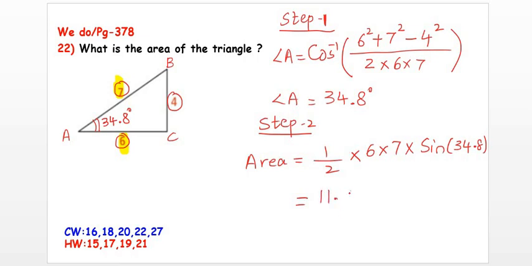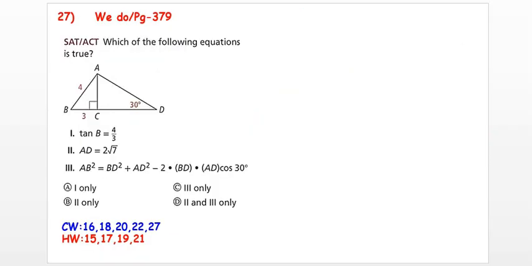area. It's becoming 11.98 on the calculator. So it's almost, you can say, 12 square units, right? So we can write over it, or you can write 12.0 squared units. Clear? Here is question number 27 from the book.